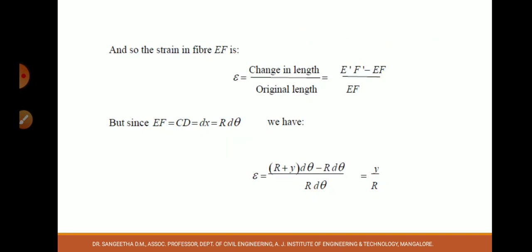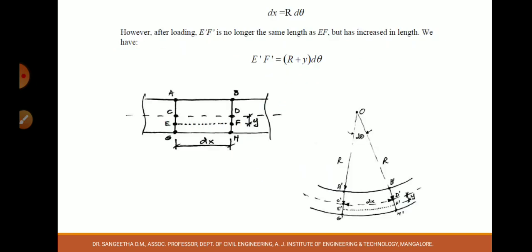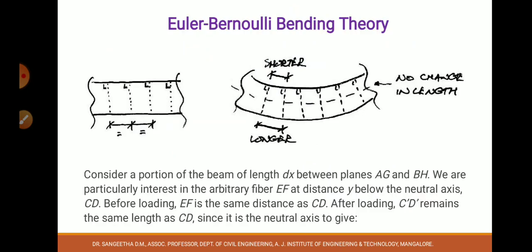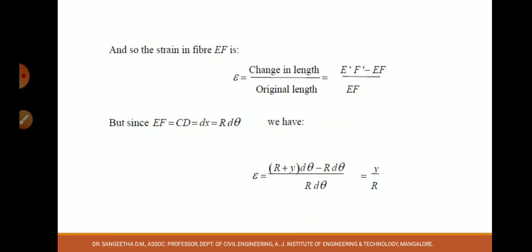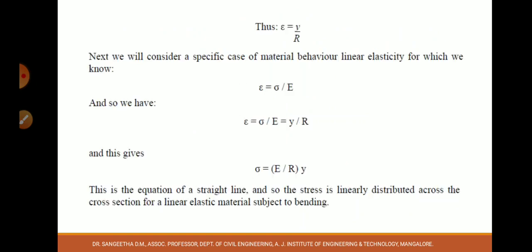CD is dx, which is r into d theta, because the neutral axis fiber, the middle fiber, will not change in length. The top fiber will shorten and the outer fiber will be longer, whereas the middle fiber won't have any change in length. So, CD is equal to r into d theta. With that concept, if we evaluate, strain is equal to y by r. Thus, epsilon is equal to y by r.